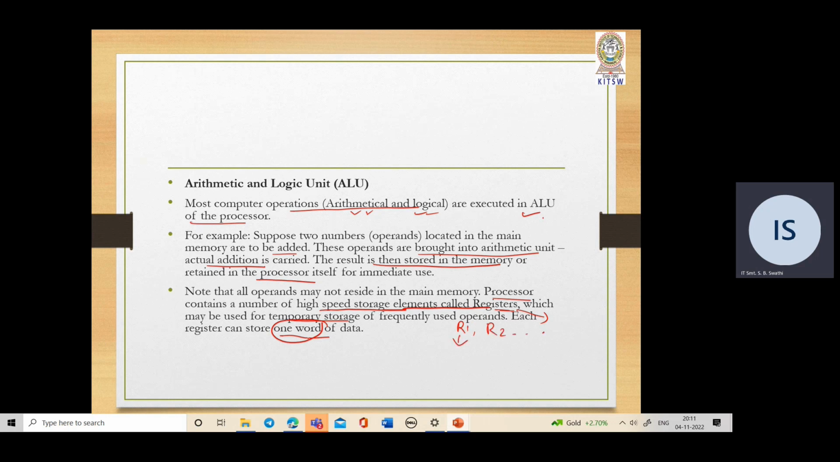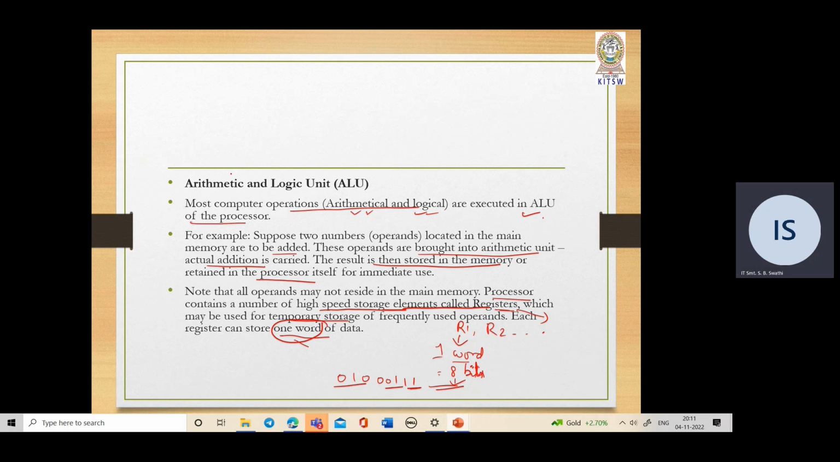So each register will store one word. One word is equal to, here, 8 bits. And these 8 bits will be in terms of zeros and ones. For example, totally 8 bits are there.